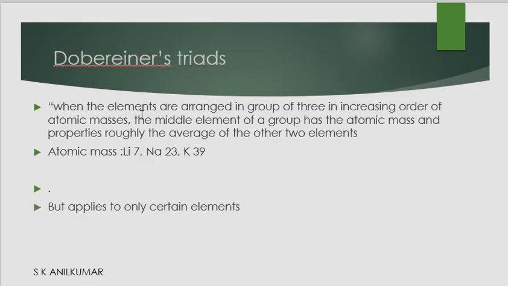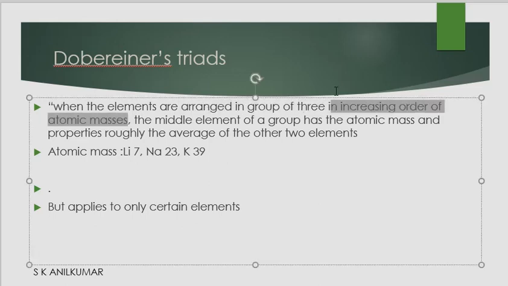First is Dobereiner's triads. Dobereiner said when elements are arranged in groups of 3 in increasing order of atomic mass, the middle element of the group has atomic mass and properties roughly equal to the average of the other two. So lithium 7, sodium 23, potassium 39: 7 plus 39 divided by 2 is approximately 23. So the properties of sodium are roughly the average of the properties of lithium and potassium. That is what he tried to say.